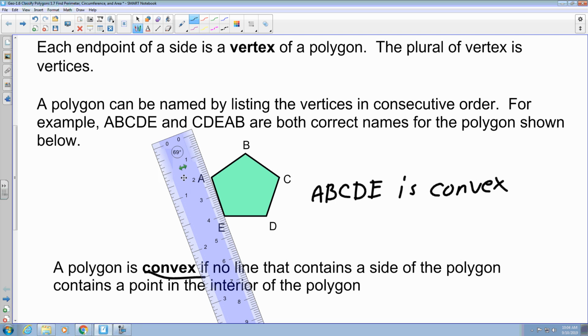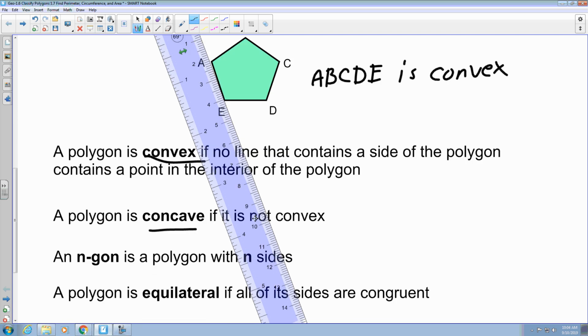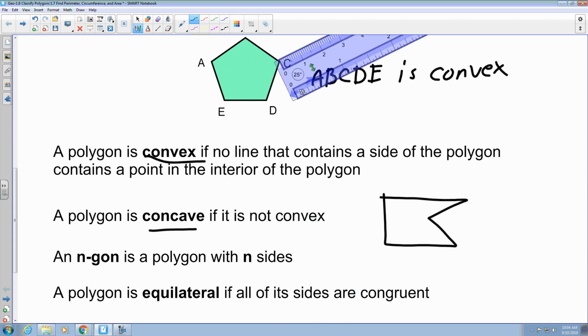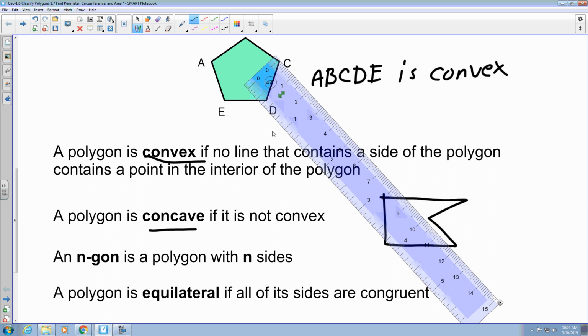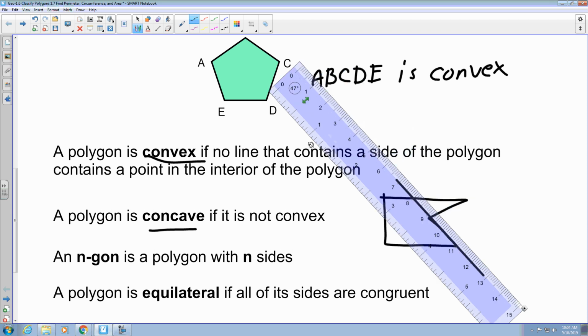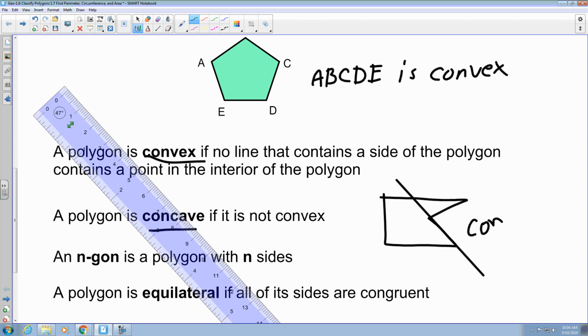Okay. For it to be a concave polygon, it says it's not convex. So let's say I had a shape like this. All you have to find is one line that goes through the interior, like this line right here. If you notice, it goes through the interior right here. Since it goes through the interior, this would be an example of a concave polygon.